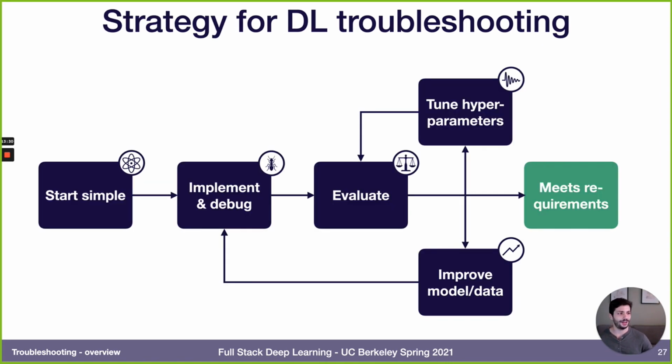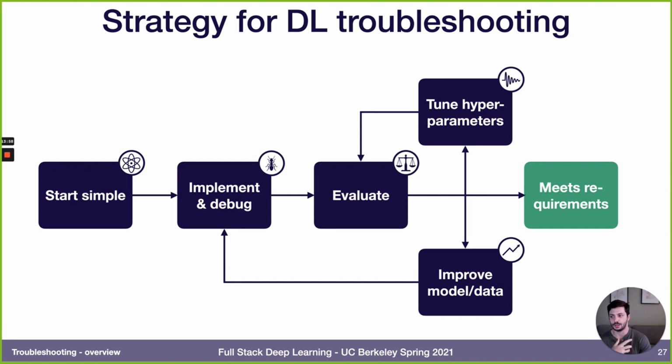Okay, so in a little bit more detail, the strategy that we're going to talk through is, starting very simple. So choosing a simple model, simple data set, and really paring down your problem to the essential components of it. Then you're going to implement that model that you chose, and you're going to debug your implementation. Once you have an implementation that you're reasonably certain is bug-free, then you're going to evaluate your model. And you'll use the results of that evaluation to make a decision about what to do next.